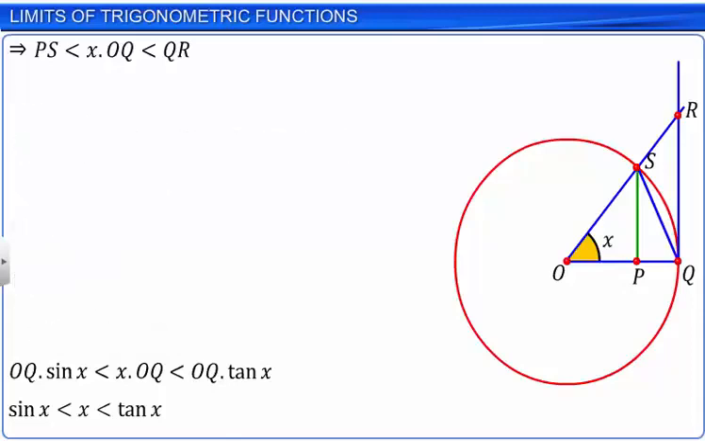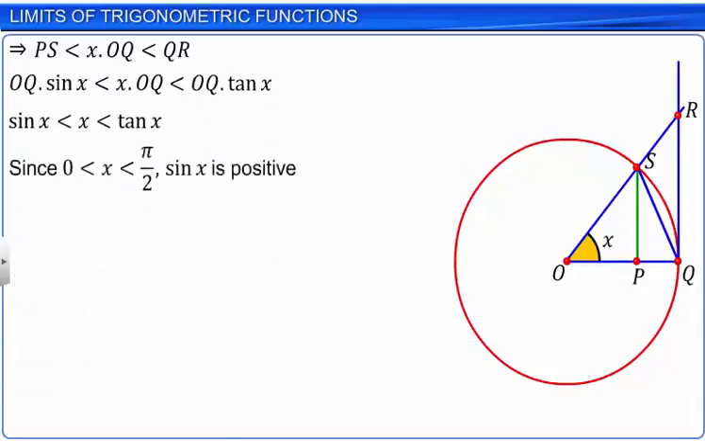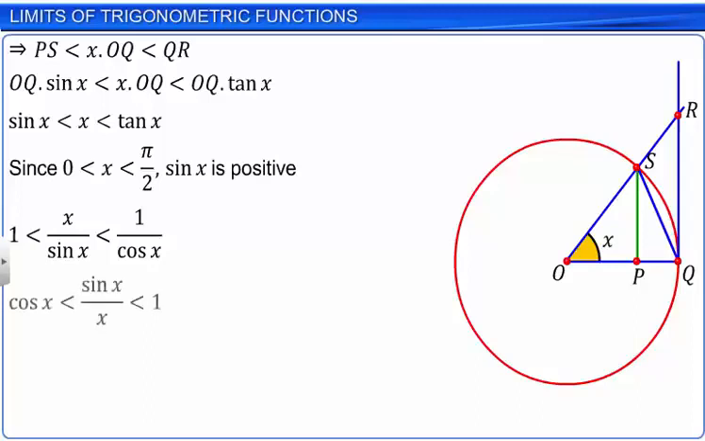Since x lies between 0 and pi divided by 2, sin x is positive. Dividing throughout by sin x, we get the expression as shown. Taking reciprocals, we arrive at the expression shown. Here, we can see that the function sin x divided by x is sandwiched between cos x and 1.